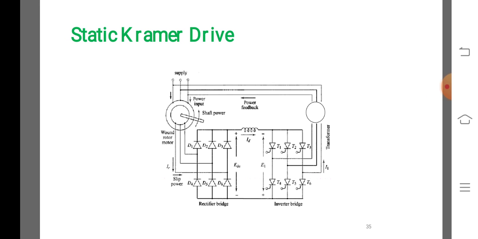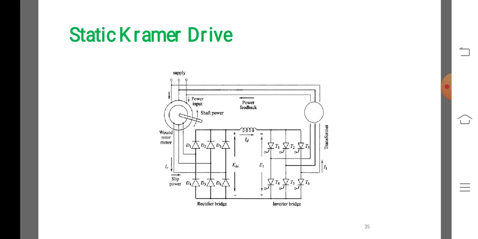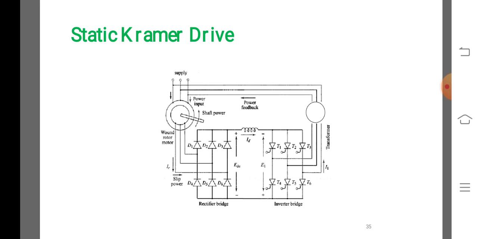It contains two different kinds of bridges. One is a rectifier bridge, another one is an inverter bridge. Both bridges are connected anti-parallel across the static Kramer drive in the block diagram.